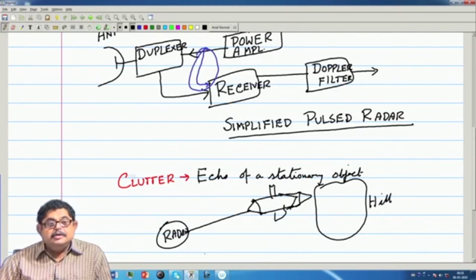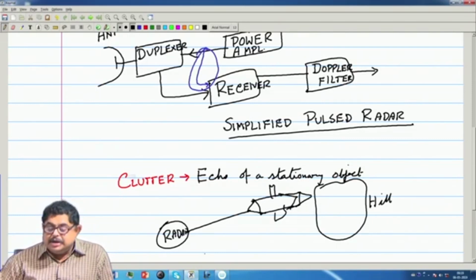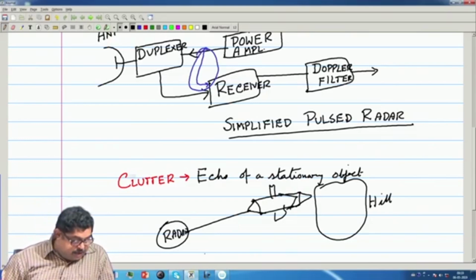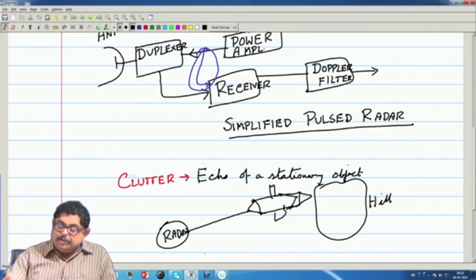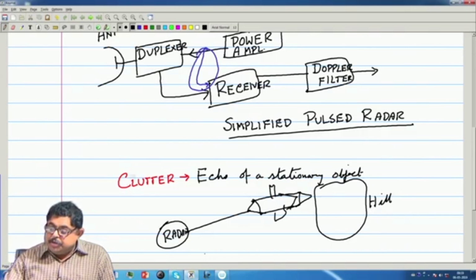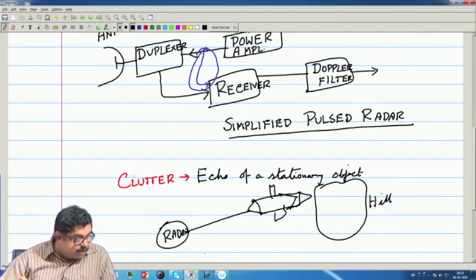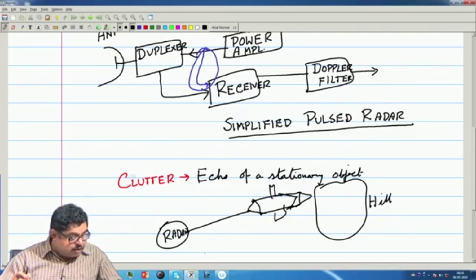We will see that pulse radar can easily detect it, but it requires some extra circuitry, one filter actually, that is this Doppler filter, or sometimes it will be called MTI filter, etc. So, that will do the job, because if I see the Doppler, this does not have any Doppler. So, it can be easily detected that okay, this is a clutter.